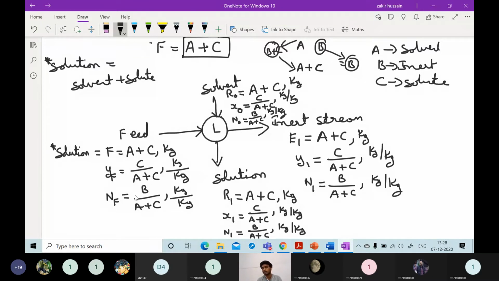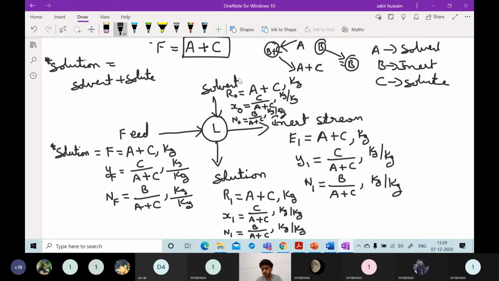Then in order to account for the B, the inert content which is there in the feed, this is weight ratio, I am saying. Remember, this is weight ratio, not the fraction. Fraction means here A plus B plus C has to come. So this is weight ratio of inerts in the feed stream. NF is equal to B by A plus C. So this will be B in kg of inert solids in the feed, and kg of solution in the feed. This will be in kg per kg.